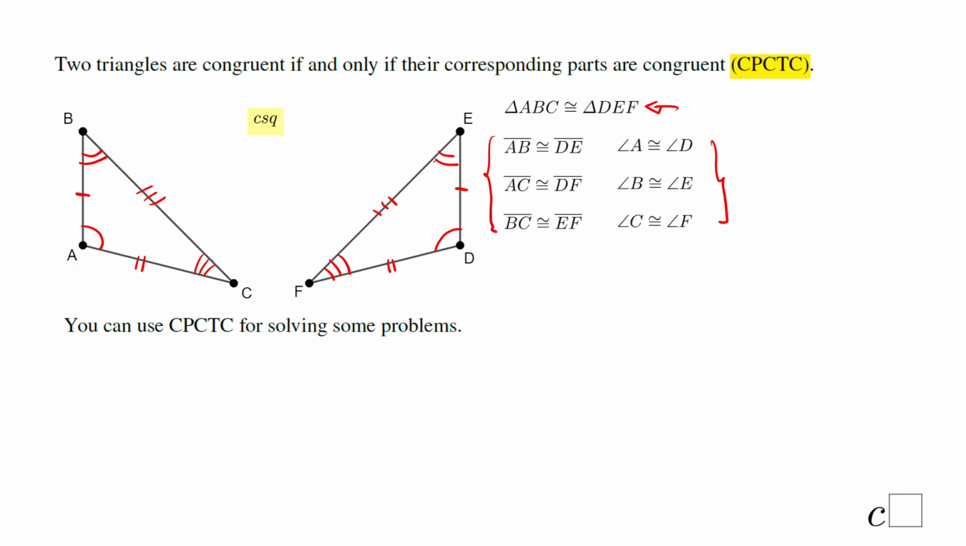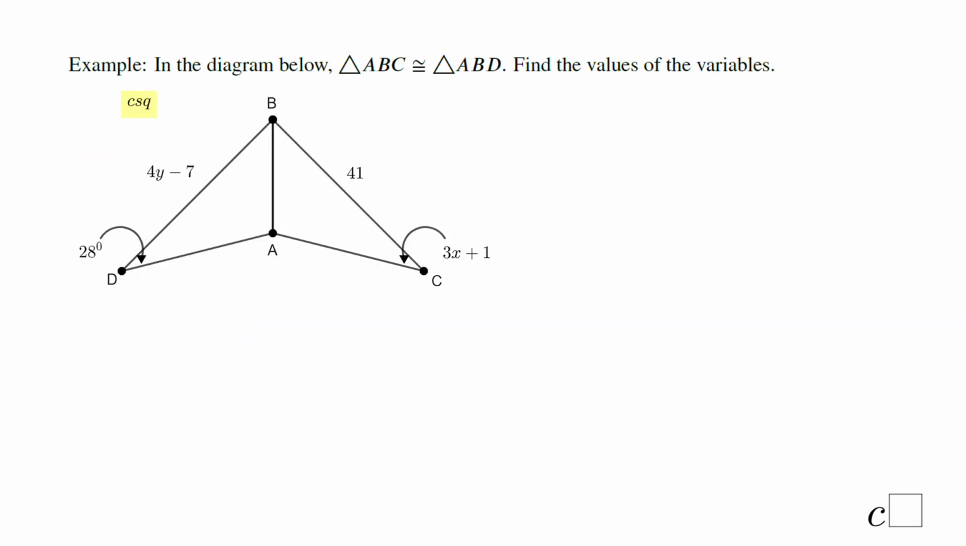You can use this CPCTC for solving some problems. So again, corresponding parts of congruent triangles are congruent. That is the meaning. Well, let's see this example where we have triangle ABC congruent with triangle ABD, and we need to find the value of the variables, and we notice we have x and y.